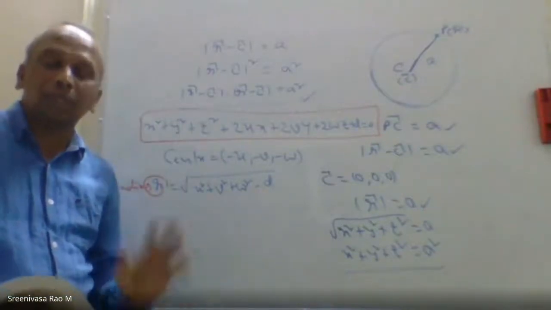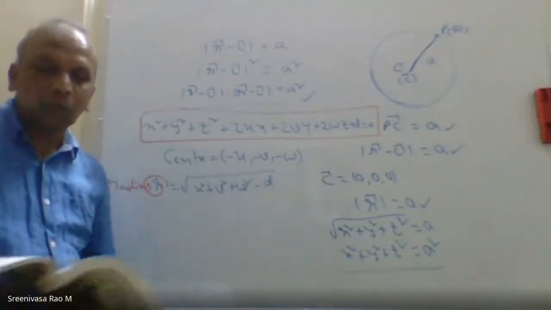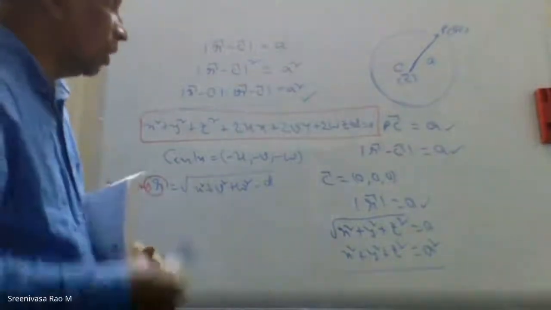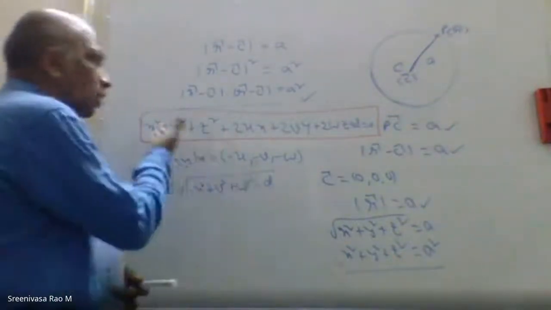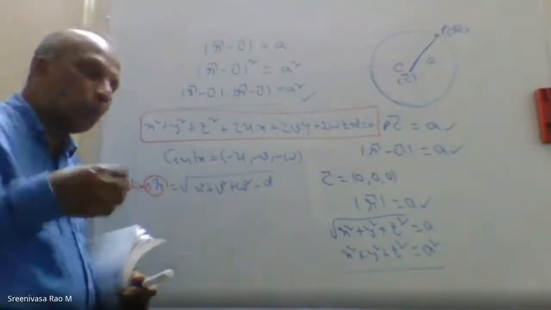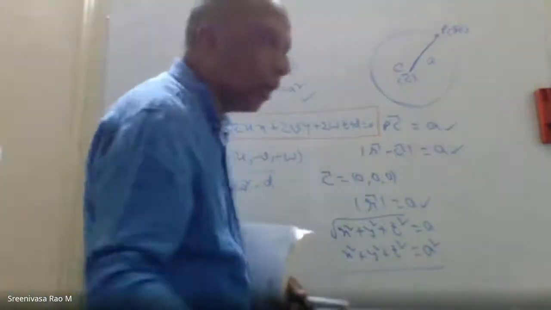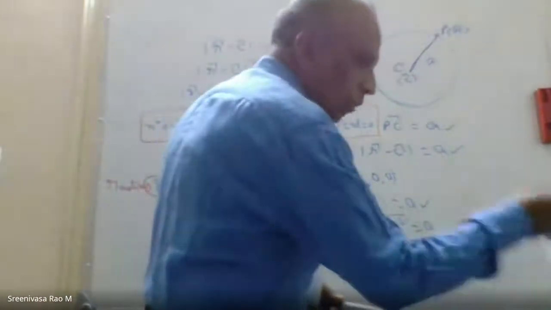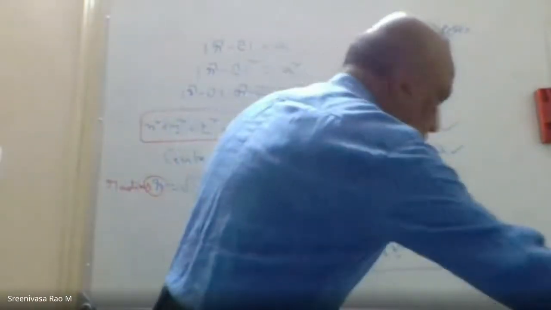Here, the equation of a sphere passing through 4 points. How to find that? That we will discuss now. We can substitute in the general equation, find 4 equations, and solve them. Otherwise, we can do it directly using a 4 by 4 determinant.